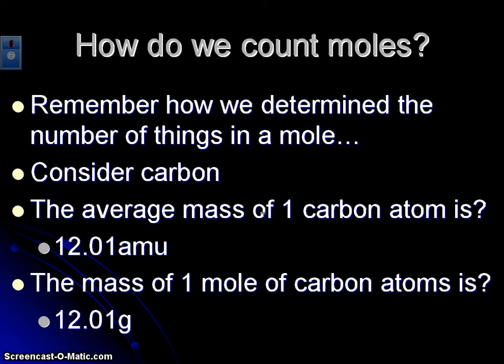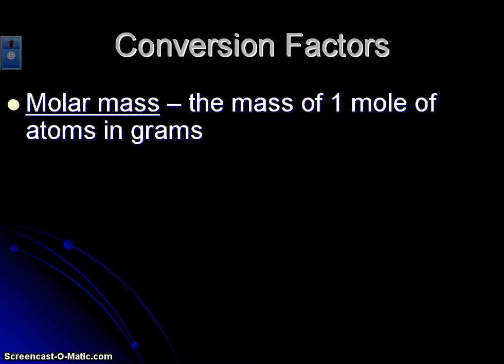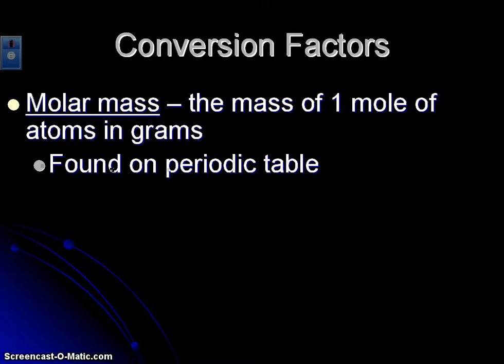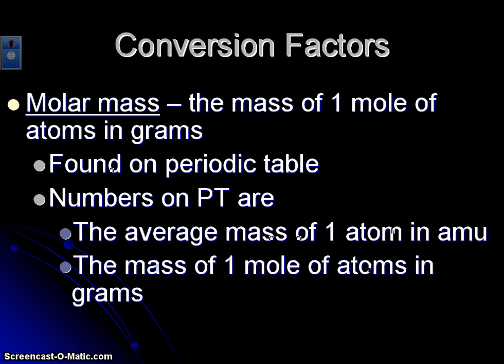So the conversion factors that we're going to be using are going to be molar mass, which is the mass of 1 mole of atoms in grams. That's the mass that we find on our periodic table. I would always use the one in your reference table, especially for homework, to make sure you get the correct answers. The numbers on the periodic table are the average mass of 1 atom in AMU. So if you were physically able to measure 1 atom in AMU, 1 atom of each of those elements would be the average atomic mass in AMU, or the mass of 1 mole of atoms in grams.